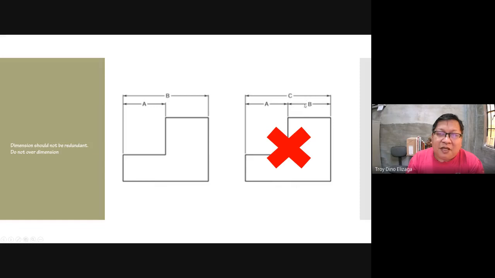And then here, there are also those who wanted to put all the dimensions this way. But if you only have two, you don't need to give the total dimension. But if you have more, you can give the total dimensions, okay? But I noticed that in a lot of examples, they do not follow that rule that in a string of dimensions, the last segment should remain blank.